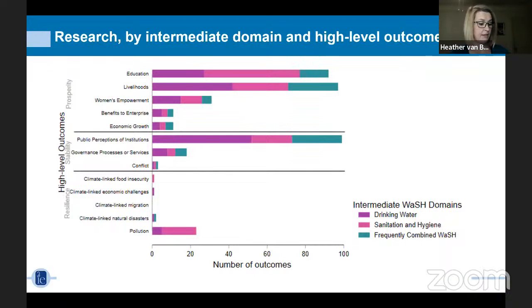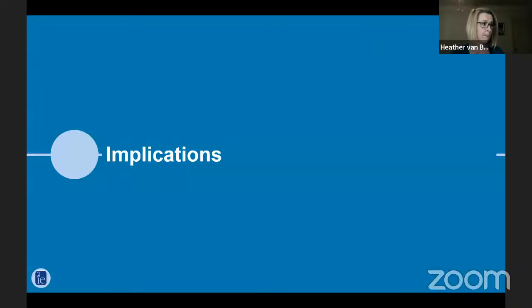When we break down the high-level outcomes by WASH domain, we find overall that our drinking water outcomes, in order of frequency, are primarily associated with the public perceptions of institutions, livelihoods, and education, while most of the sanitation and hygiene studies were associated with education outcomes, livelihood outcomes, followed by public perception of institutions. So the same outcomes, a little different order when you break it down by the WASH category itself.